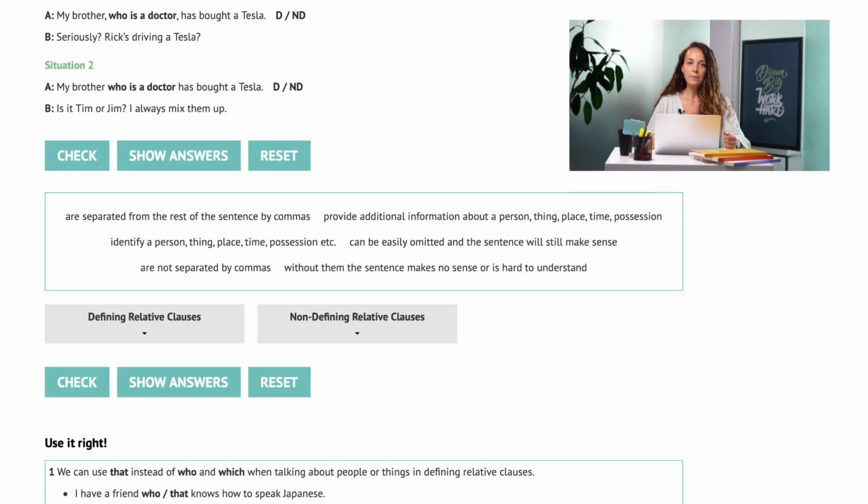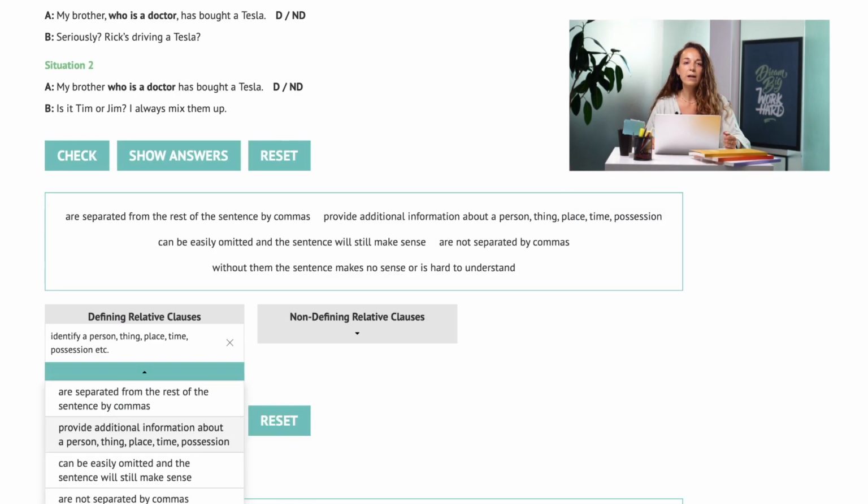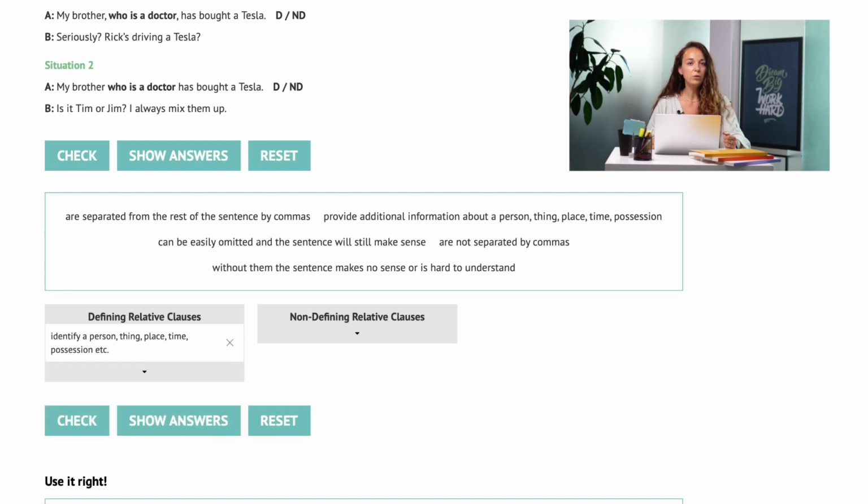Then let's try to sum it up and sort the rules of defining and non-defining relative clauses below. You've got 2 minutes. Once you're done, check yourself.